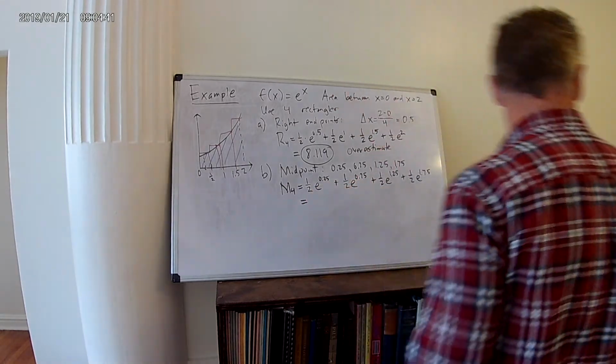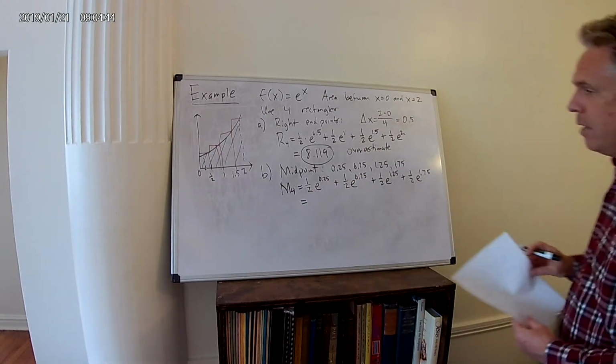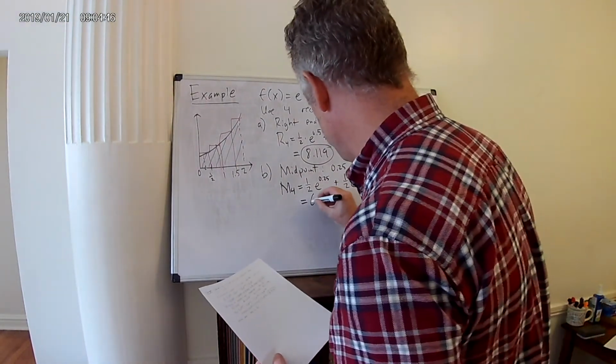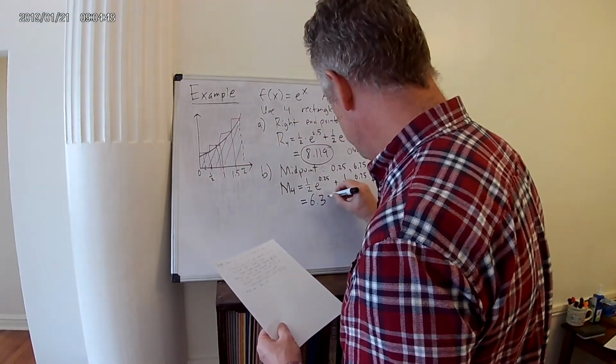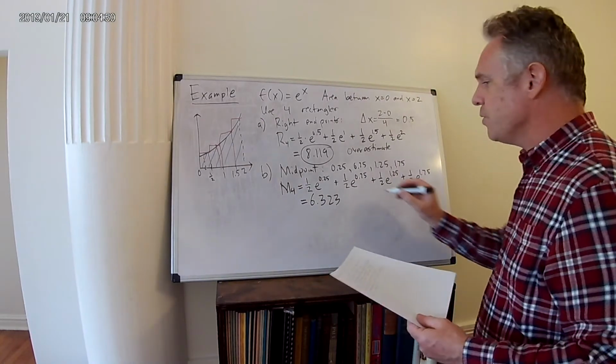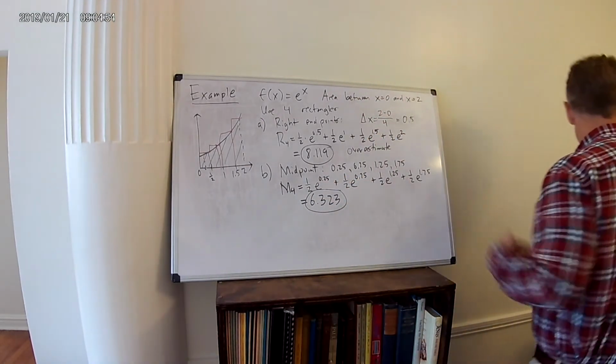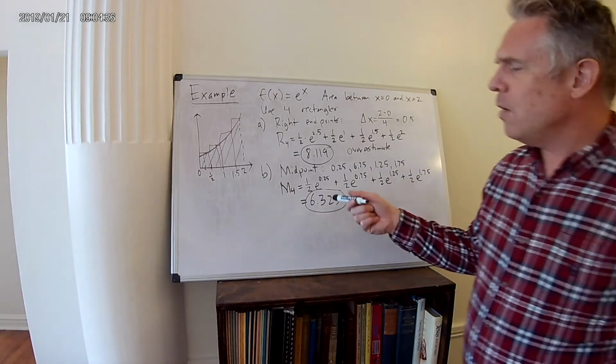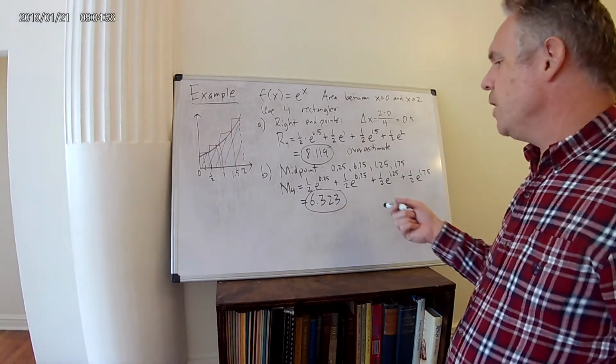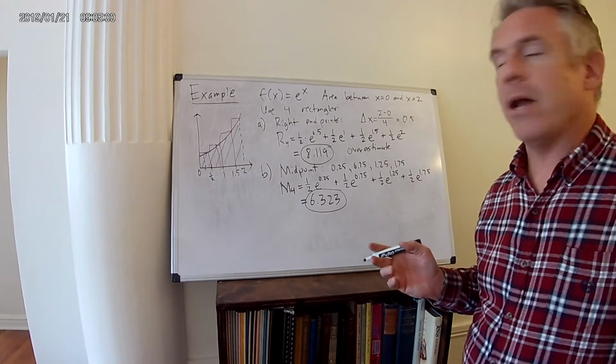Again, I'll let you check the arithmetic on this. This comes out to 6.323 as the area here. It's hard to know if this is an underestimate or overestimate. It turns out using midpoints is always a better method.